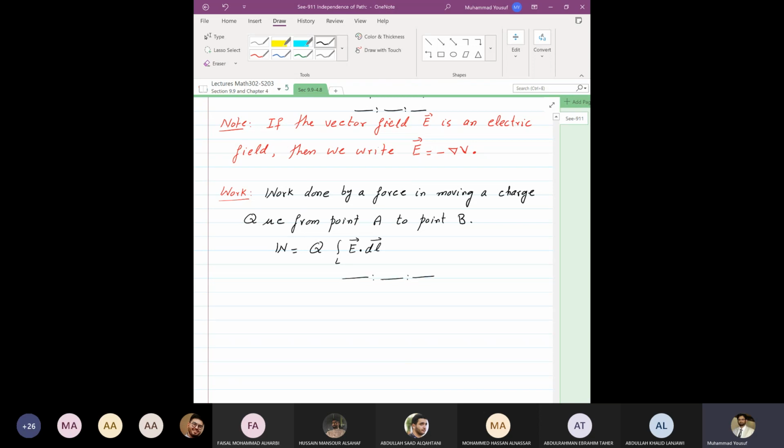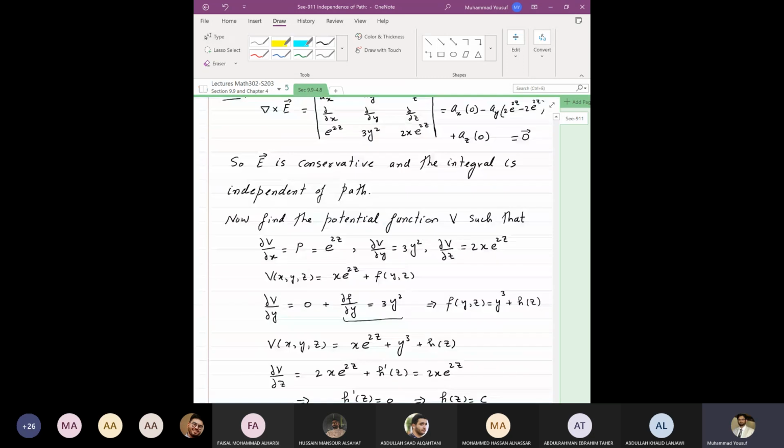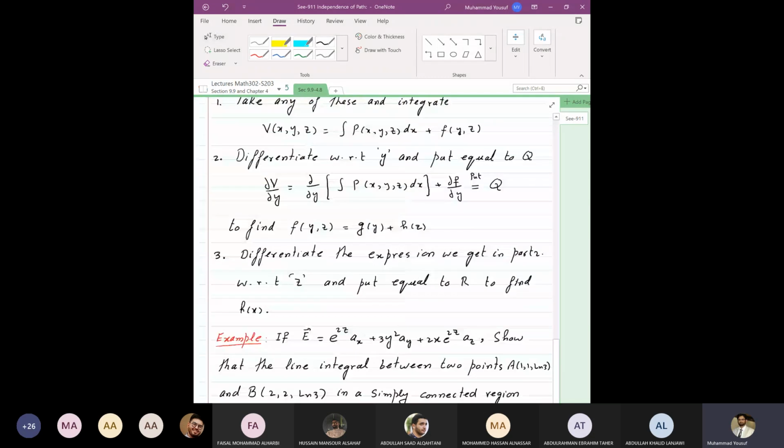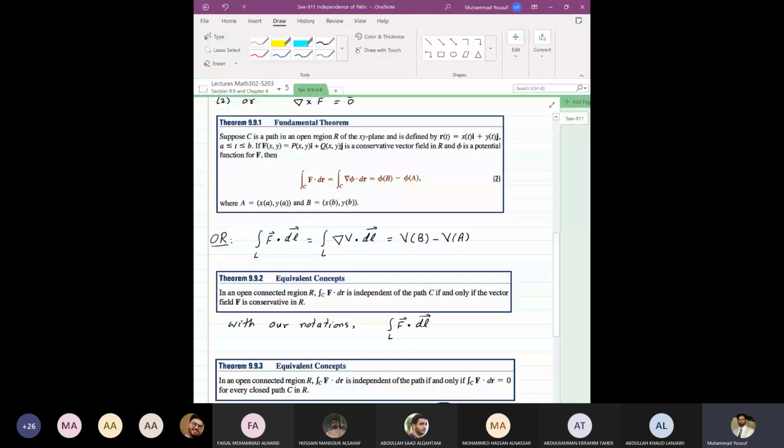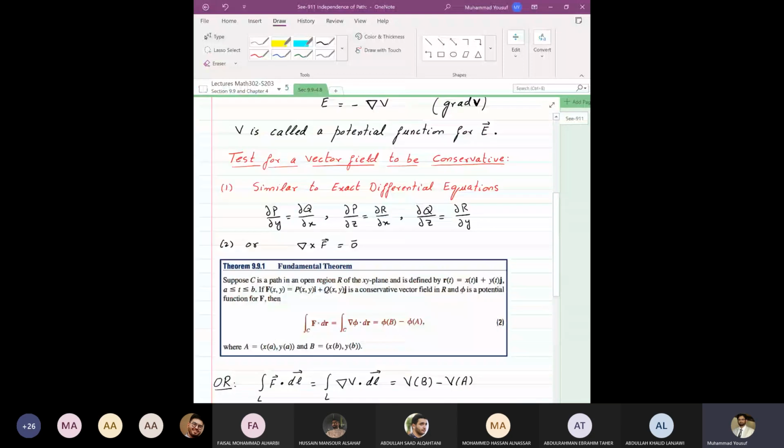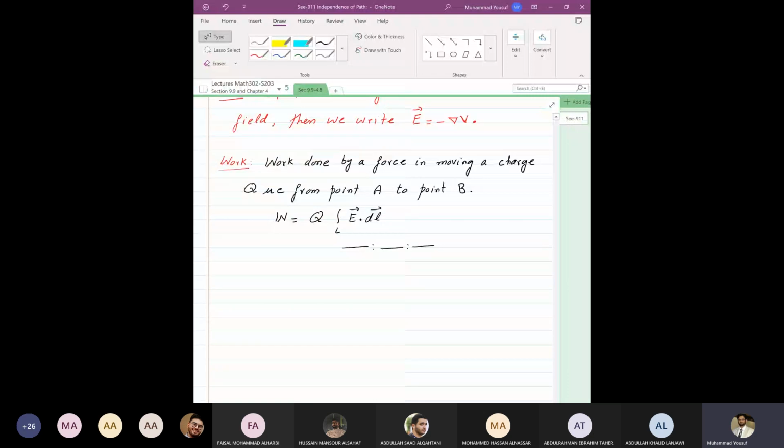So I'm stopping here. I will continue from this point tomorrow, inshallah. If you have any question, I'm here to answer. So today we did one complete example, and so many definitions, theorems and ideas. You make all these things clear, and we will continue from here tomorrow, inshallah, and do more problems.